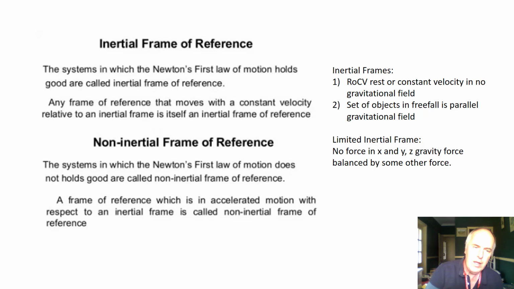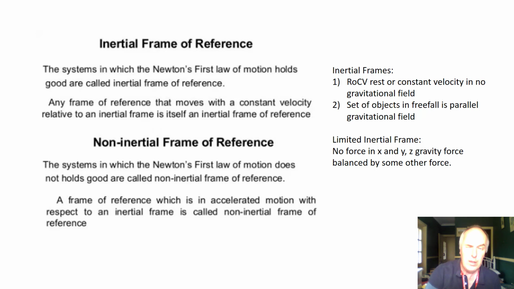Systems in which Newton's first law of motion does not hold good are called non-inertial frames of reference. So if I have an object sitting in front of me and it mysteriously begins to drift, there's some force which goes like that. Or if I hold something up and it just drops down. So that's a non-inertial frame of reference. A frame of reference which is in accelerated motion with respect to an inertial frame is called a non-inertial frame of reference.